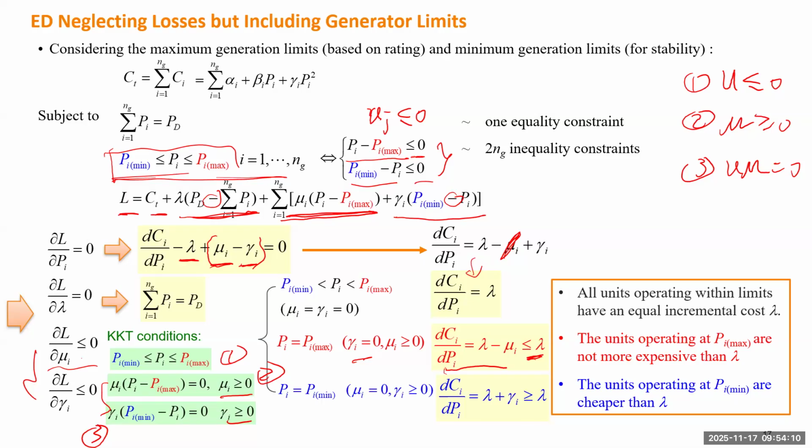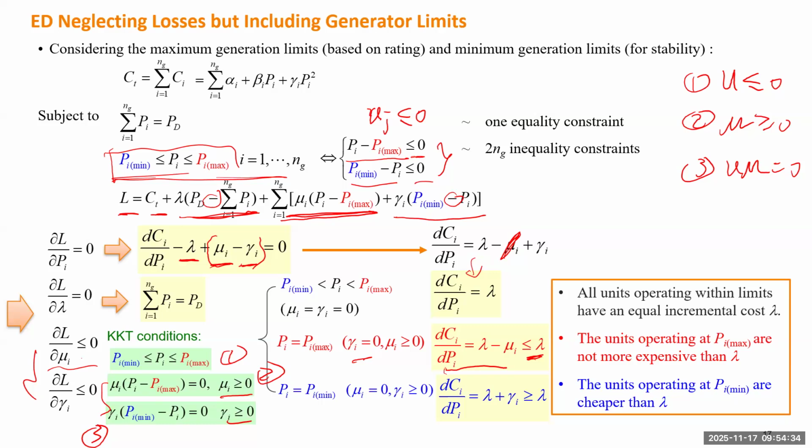If we found any unit operating at its upper limit, this unit should be cheaper. It cannot be more expensive than lambda. Otherwise, it doesn't make sense. If this final unit is very cheap, the cheapest one, we want to first make sure this unit generates the maximum power, right? For the remaining part, we'll do dispatch.